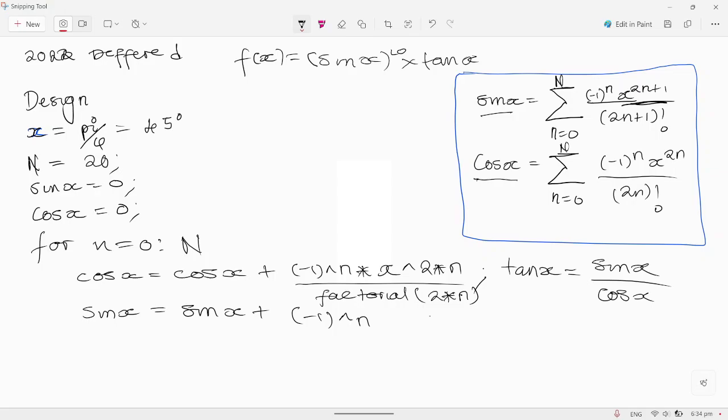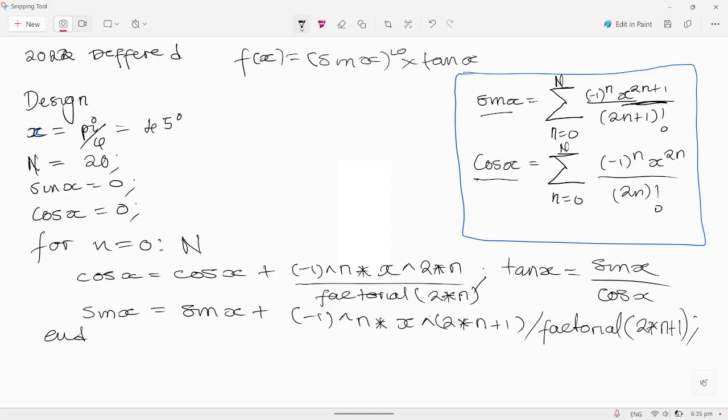We're doing the summation for sine x, and we've said sine x is equal to sine x plus -1 to the power n times x to the power 2 times n plus 1, all this divided by factorial 2 times n plus 1. So with that, we end the for loop.